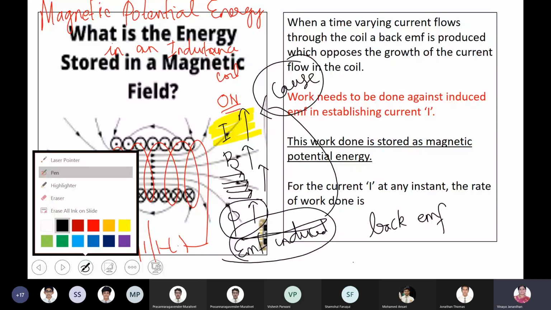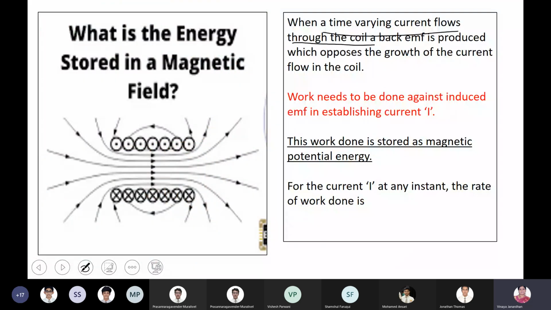When a time varying current flows through the coil, a back EMF is produced which opposes the growth of the current in the coil. Hence work needs to be done against this induced EMF in establishing a current I, and this work is stored as magnetic potential energy. Copy all the 3 points, boys.